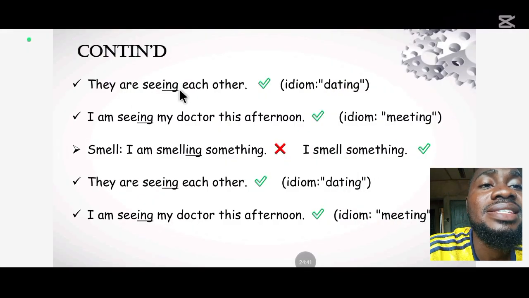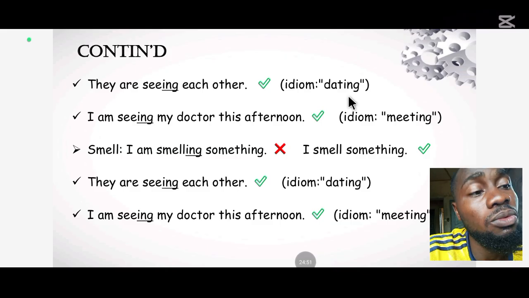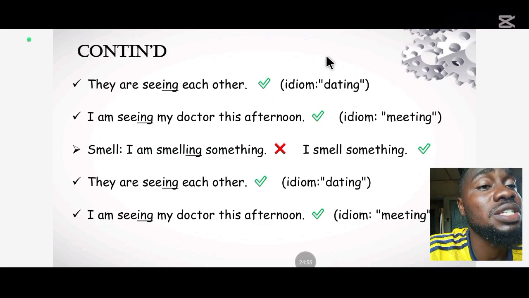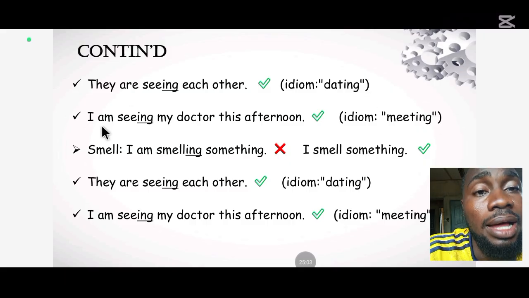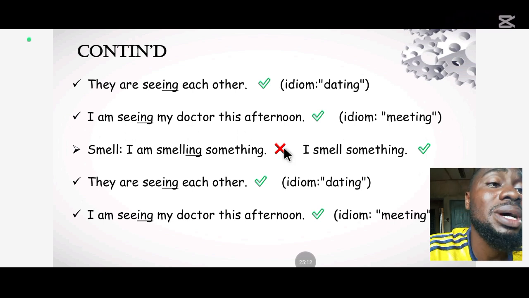"They are seeing each other." This is an idiomatic expression, which means dating. So when you say a boy and a girl, or a man and a woman, are seeing each other, just know that they are dating. That's what it means. It's an idiom. Let's look at the next. "I am seeing my doctor this afternoon." It's also an idiomatic expression, because it means you are meeting your doctor this afternoon.